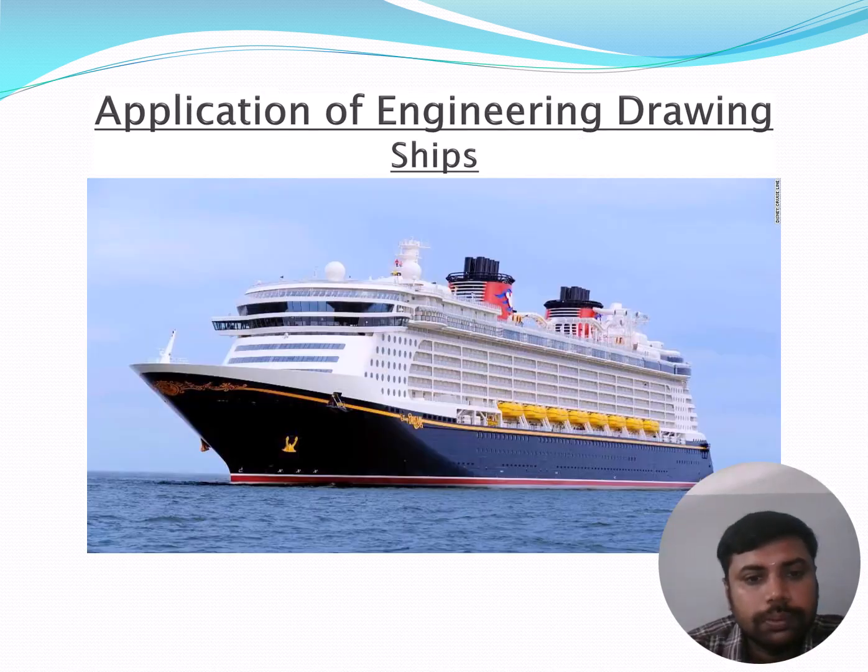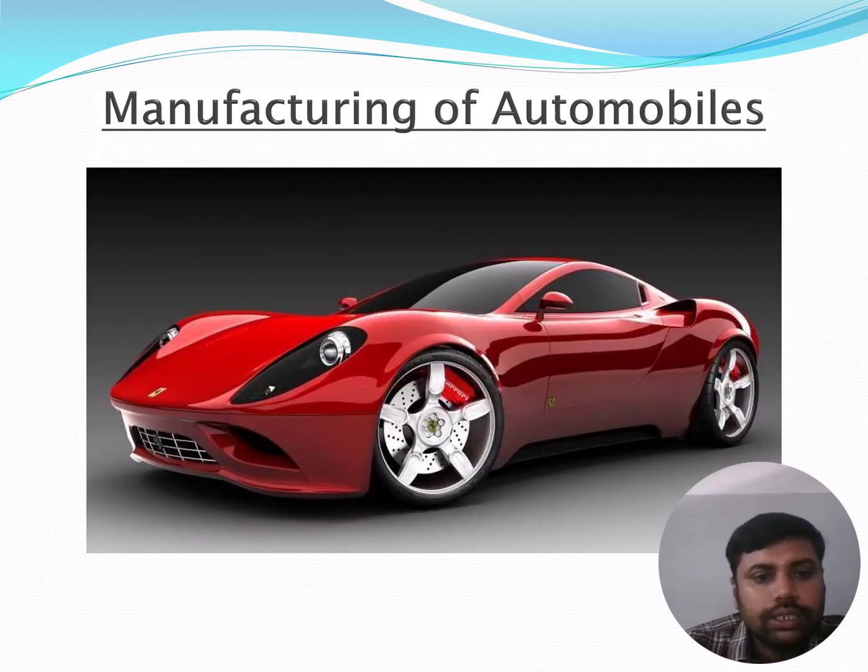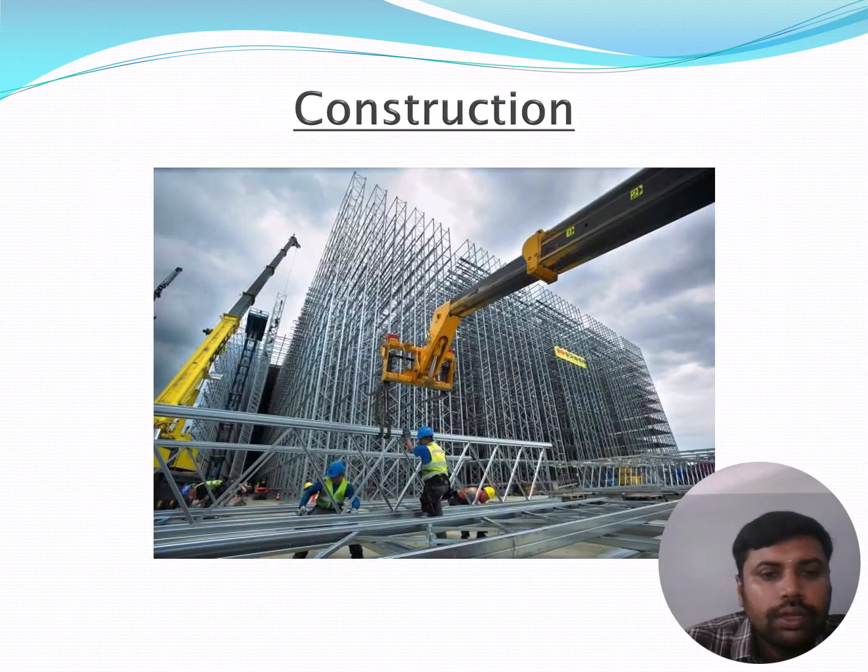Application of engineering drawing: ships. Even though we are constructing a ship, before that we have to know each and every place of the ship by using drawing. This is the application of engineering drawing in ships. Automobiles: each and every part is manufactured, then assembled, then converted into automotive parts, bikes, etc. Construction: before the construction process starts, we have to plan and approve the plan by using drawings.